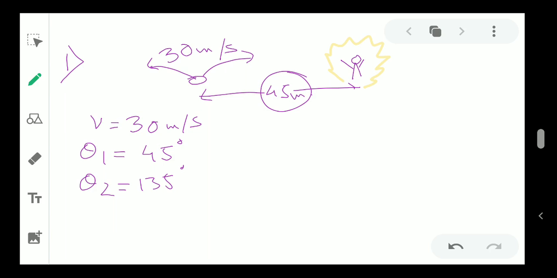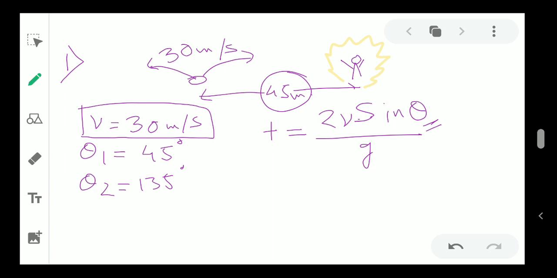What I need to find out is the time. You can see one thing: the time formula is 2v sin theta by g. Now for this, v is 30, so v is constant for these two cases, but for the two angles, theta 1 and theta 2, I have two different values of sine, right?